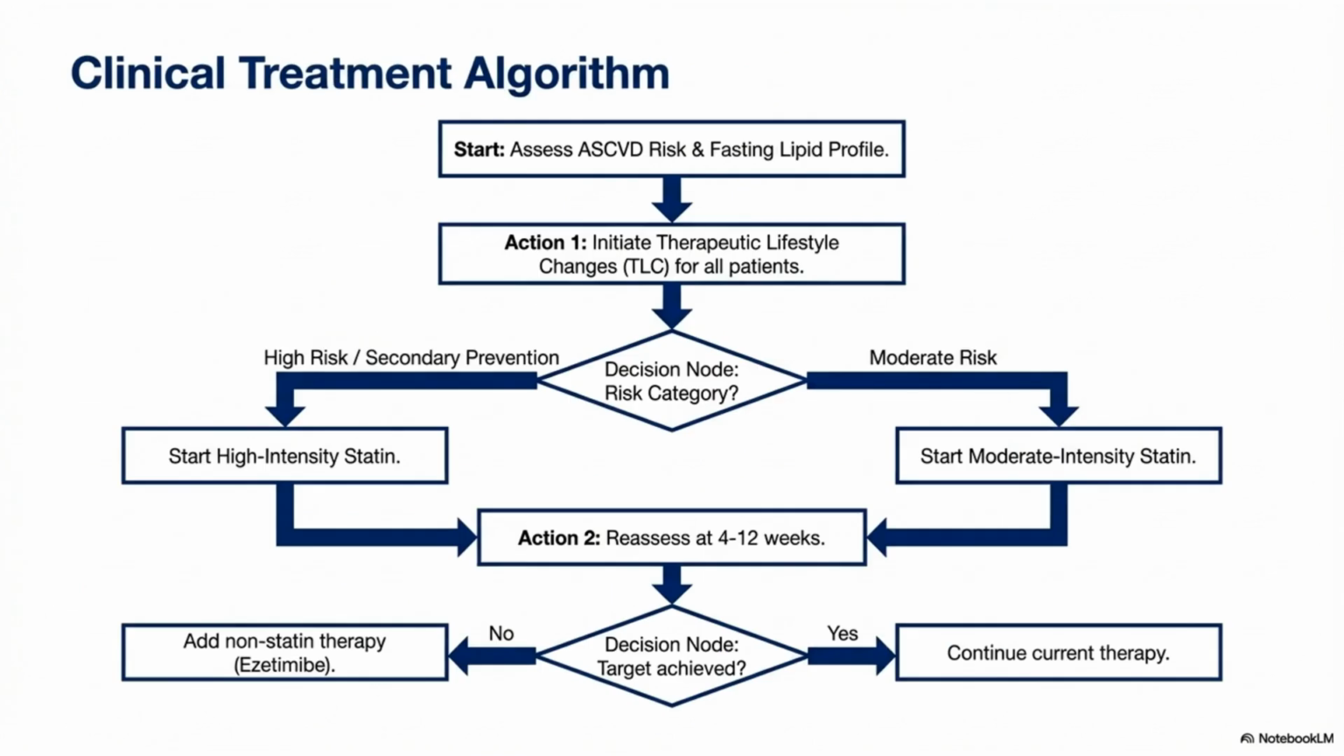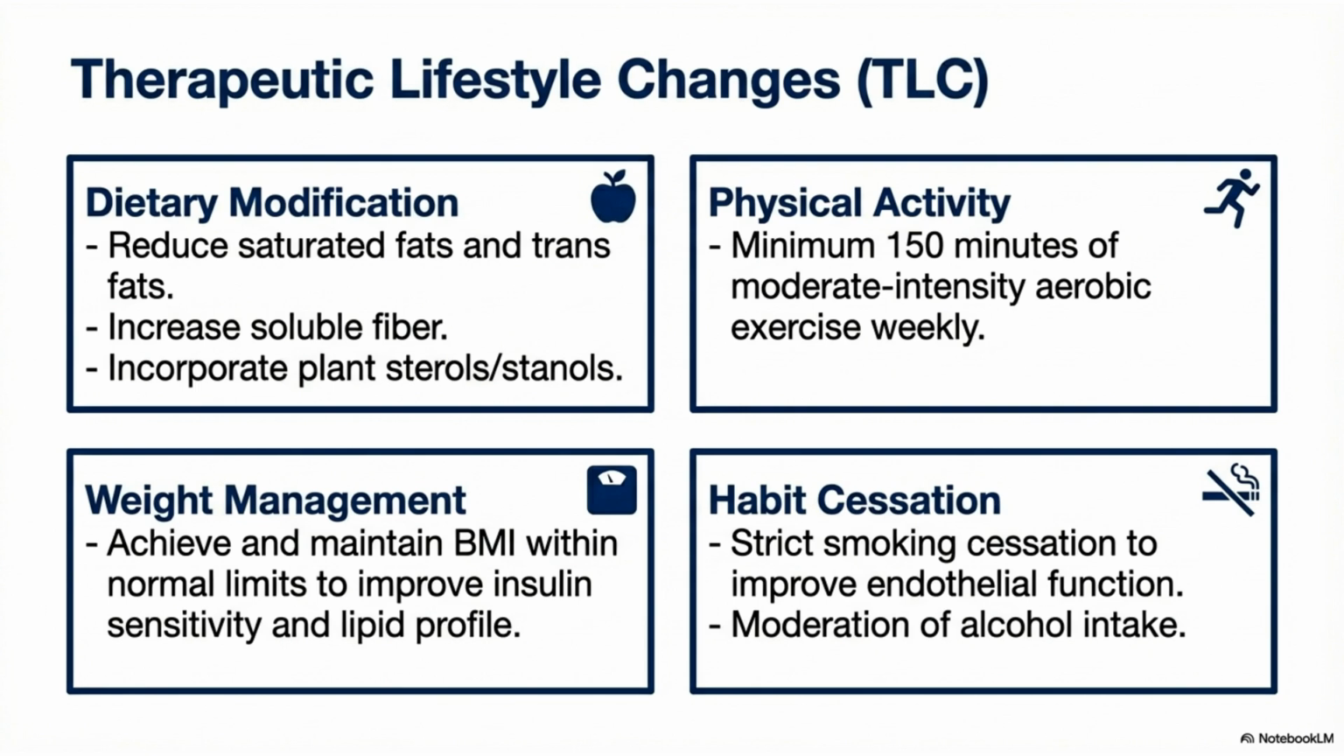The clinical treatment algorithm starts with assessing risk and lipid profile, followed by therapeutic lifestyle changes. Based on risk, initiate moderate or high-intensity statin. After 4 to 12 weeks, reassess the target. If not achieved, add non-statin therapy like ezetimibe. Therapeutic lifestyle changes include dietary modification, such as reducing saturated fats, and increasing physical activity, aiming for 150 minutes of moderate-intensity aerobic exercise weekly.